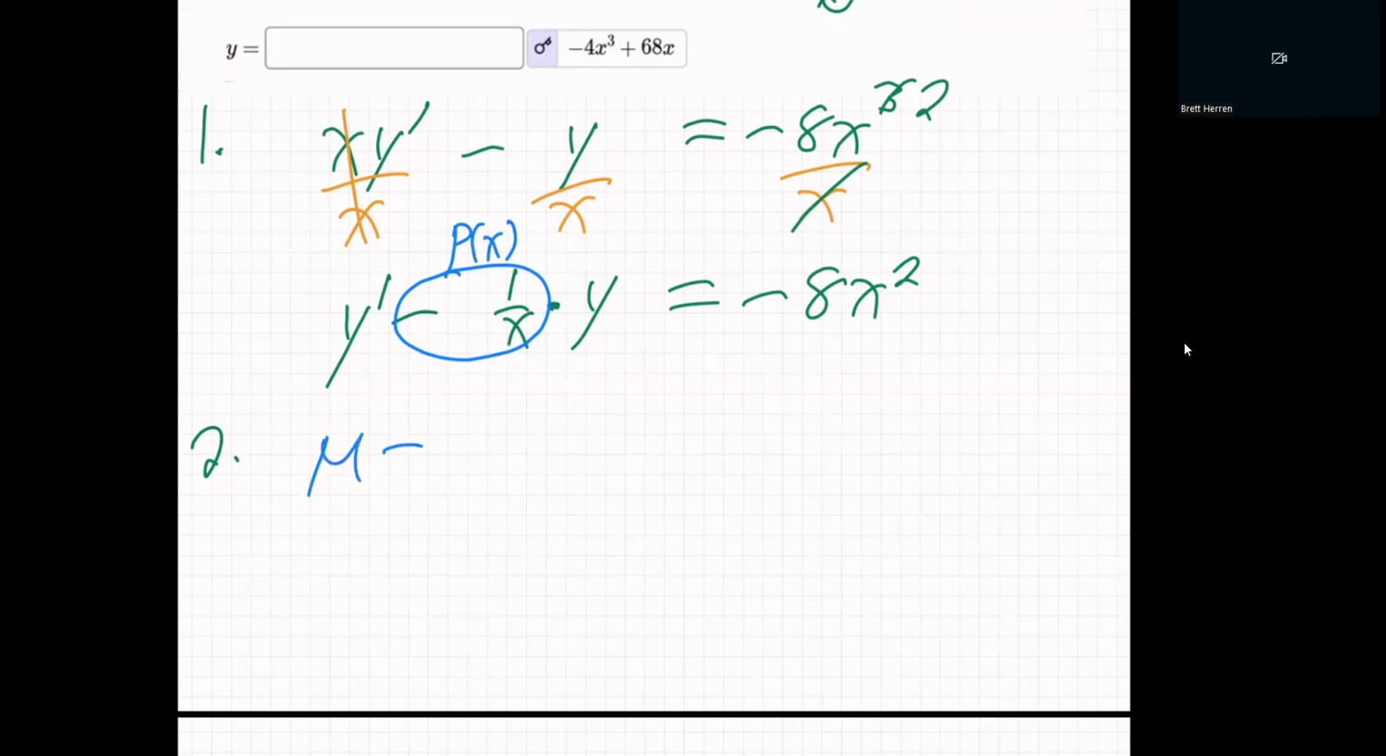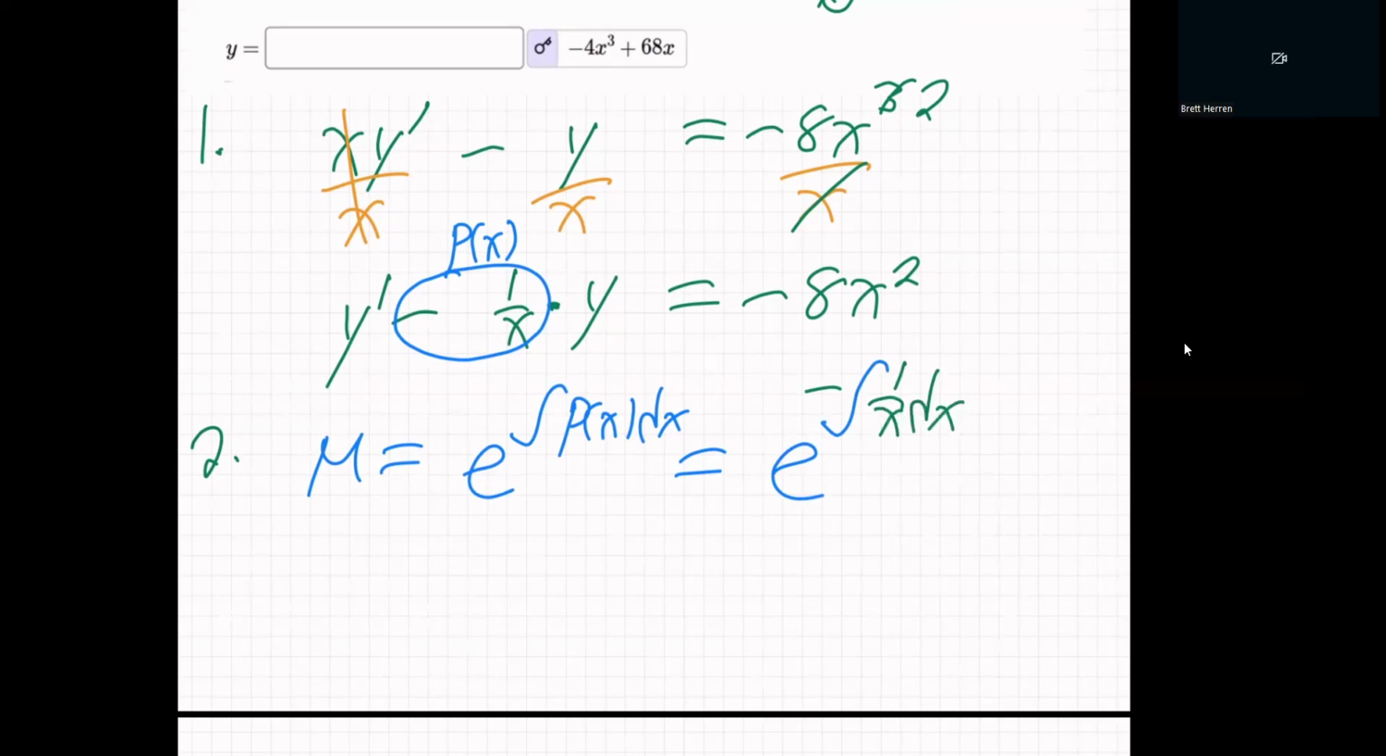So mu will equal e to the integral of p of x dx. That's e to the integral. What's p of x? I'll put the minus out here. 1 over x dx. That's not bad, we can do that. That's e to the minus natural log of x, isn't it? You know the integral of 1 over x is natural log.